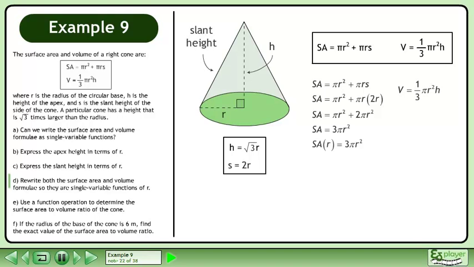Now we'll look at the volume formula. Replace h with √3 times r. Simplify to get √3 over 3 times pi r cubed. We have rewritten the volume formula so it has only one variable, r. We may now use function notation to represent the volume.